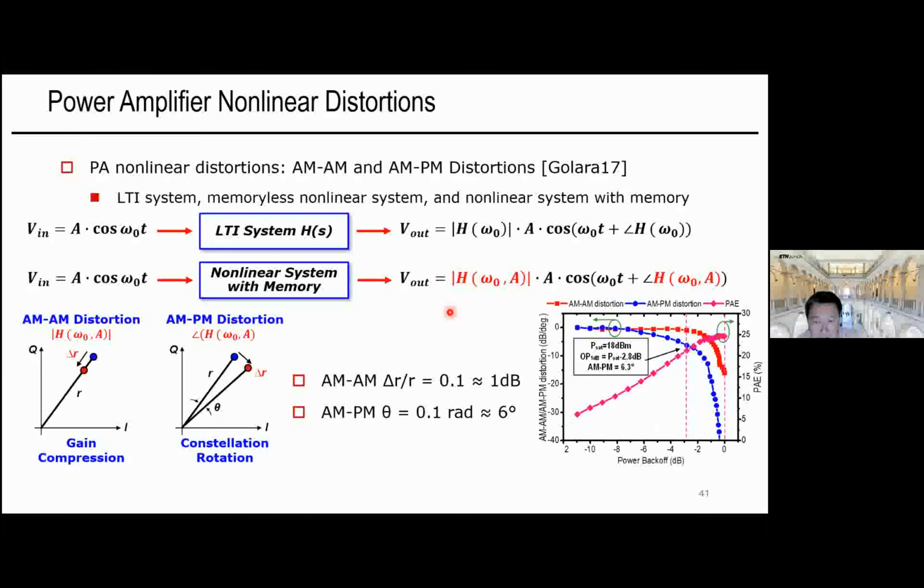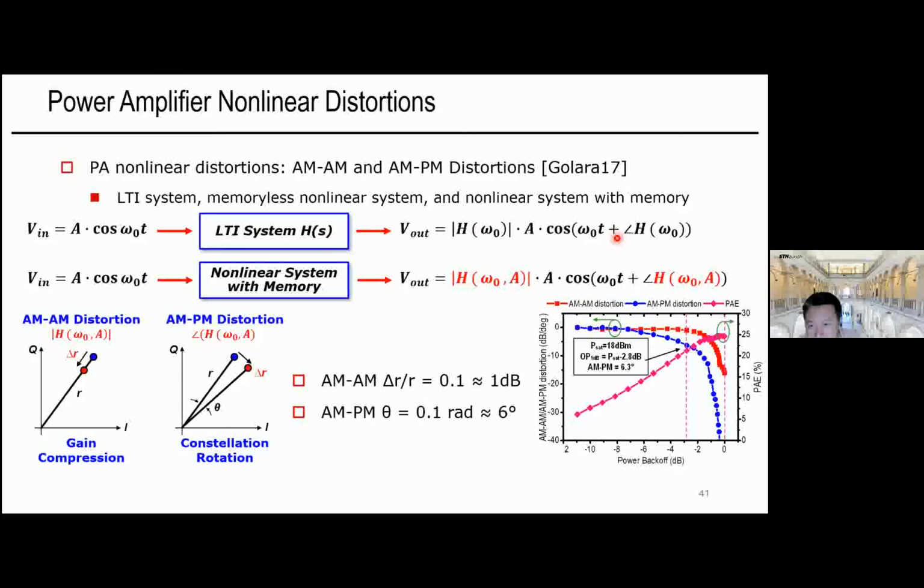So next, it's important to understand the PA linearity distortions that are often described using both AM to AM and also AM to PM distortions. If we have, for example, a sine wave as input, we know that for a simple LTI, linear time invariant system, the output will still be a sine wave, just with a scaled amplitude and an altered phase, which can be completely described by this complex transfer function H(s) at the fundamental frequency.